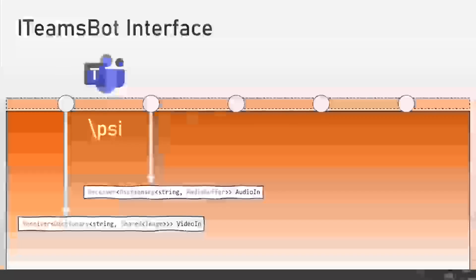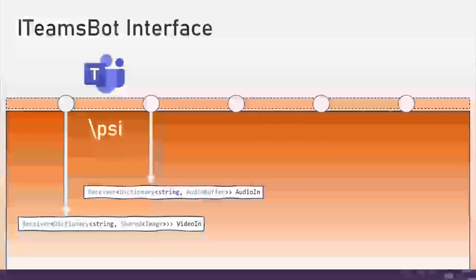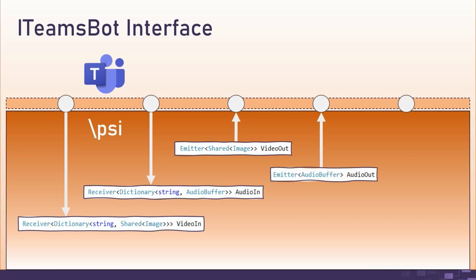Now, this interface also allows your Psi implementation to produce audio and video output for the bot. So it has video out and audio out, and it has a separate emitter for screen sharing, which is also a shared of image output.